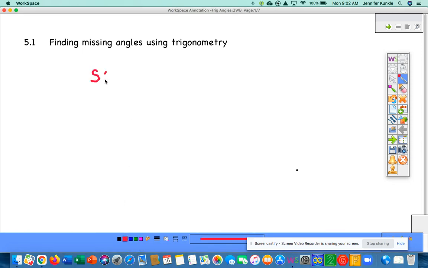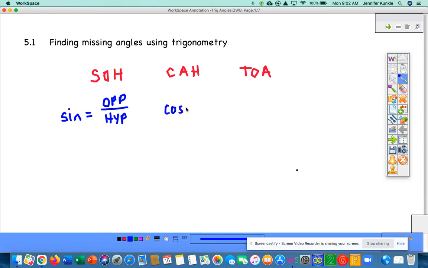So, just to remind us, remember we said SOHCAHTOA is kind of the way of remembering the three ratios. But you don't need to have them memorized because we can just use our notes. So sine is the ratio of opposite over hypotenuse. Cosine is the ratio of the adjacent over the hypotenuse. And tangent is the ratio of opposite over adjacent.